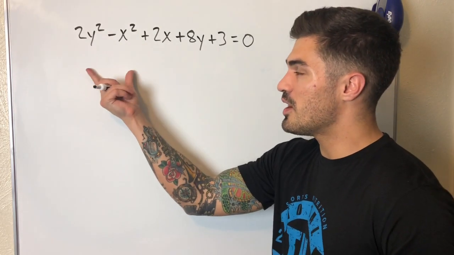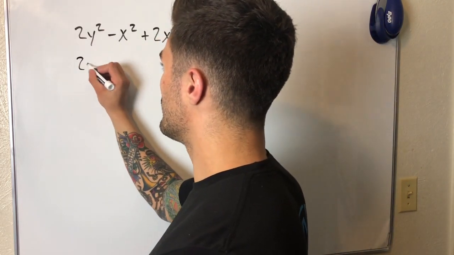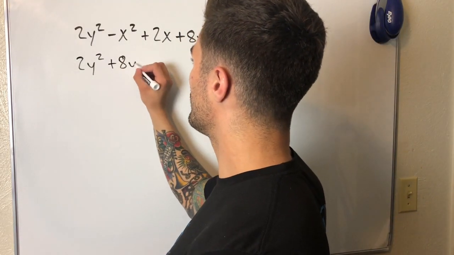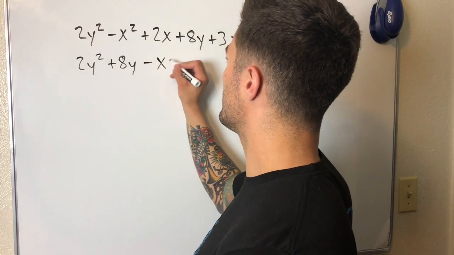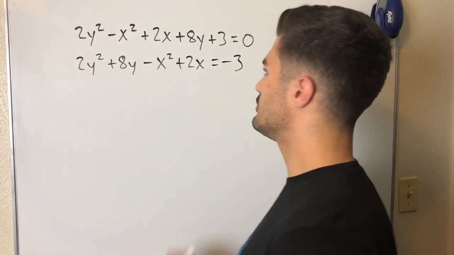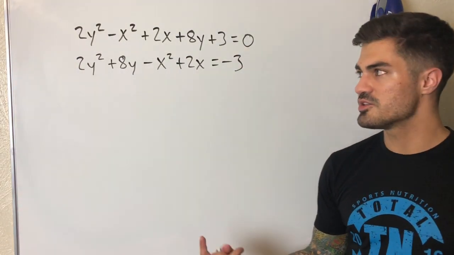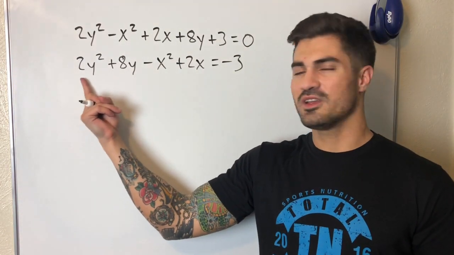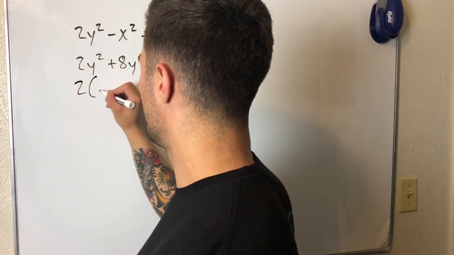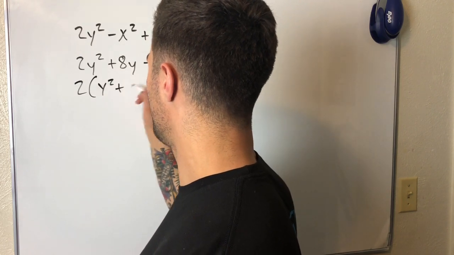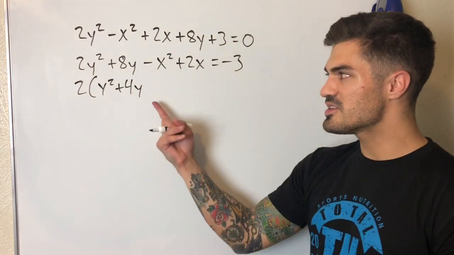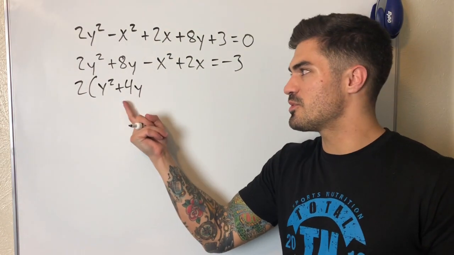But I'm still going to group my y's together, but I'm going to keep them up front here. So I have 2y squared plus 8y. I'm going to bring those out in the front, and then here I have minus x squared plus 2x. And I'm still going to bring the constant on the other side. I'm going to do what I've been doing to complete the square. So again, I can't have a number out here. This has to be 1, so I'm going to factor out the 2. All right, so I have y squared plus 4y. And that's going to let me complete the square within these parentheses.